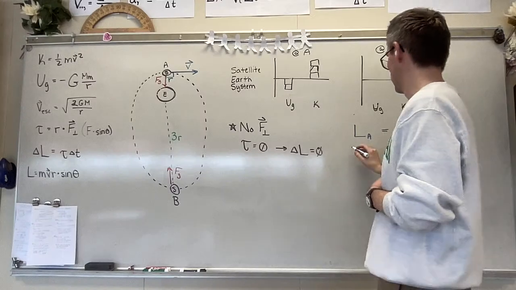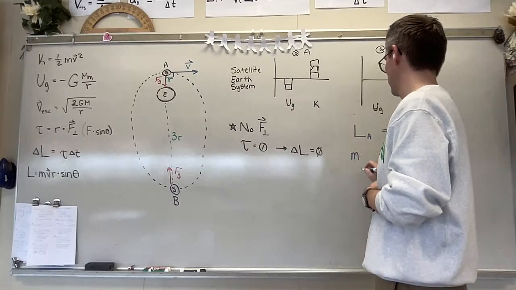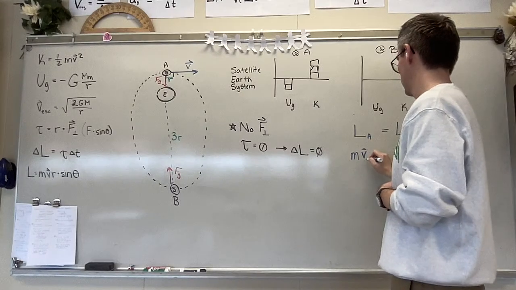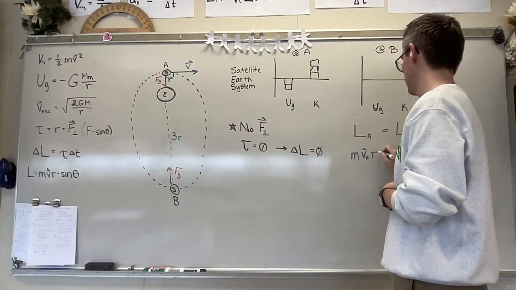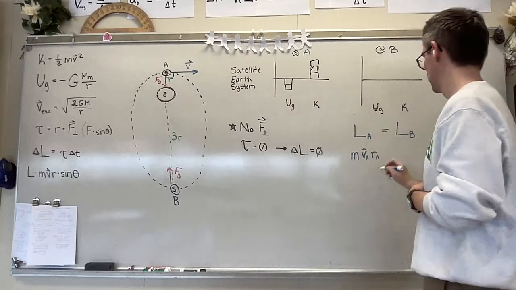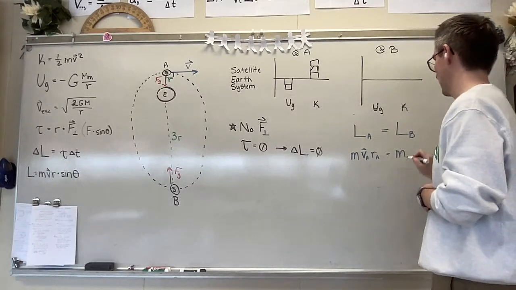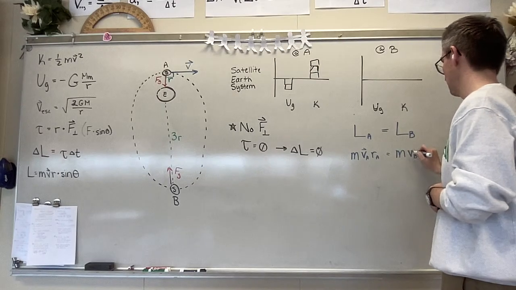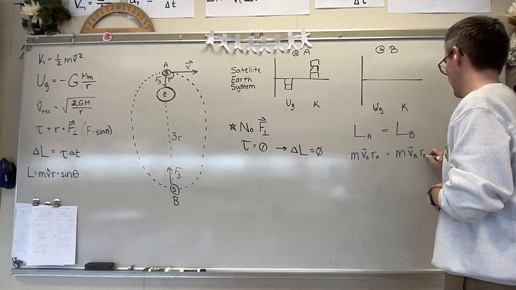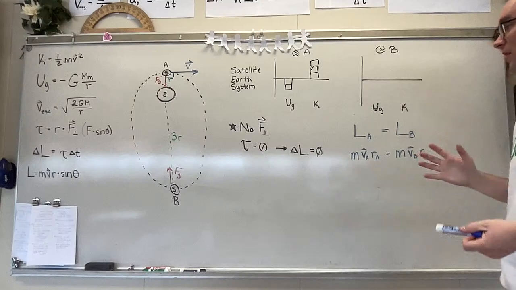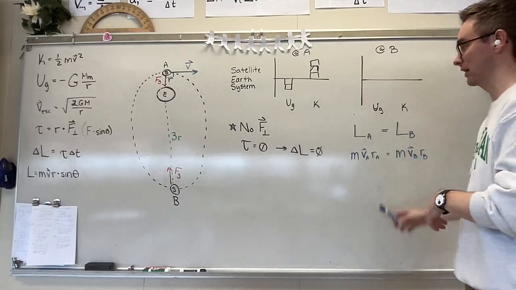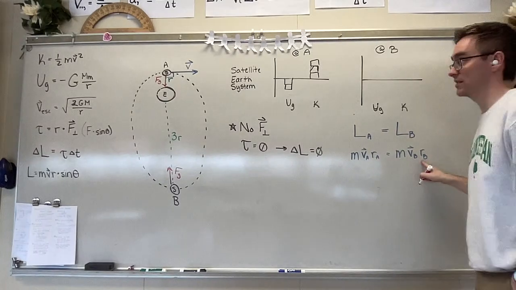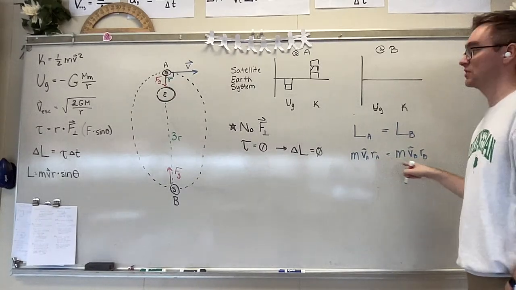So I know right here that the mass of the object times the velocity of that object at point A times that radius at A is going to be equal to the mass of that object, the velocity at B times the radius at B. Hopefully that rang a little bell as soon as I wrote it. Okay, this is not the same. They do not have the same R value.